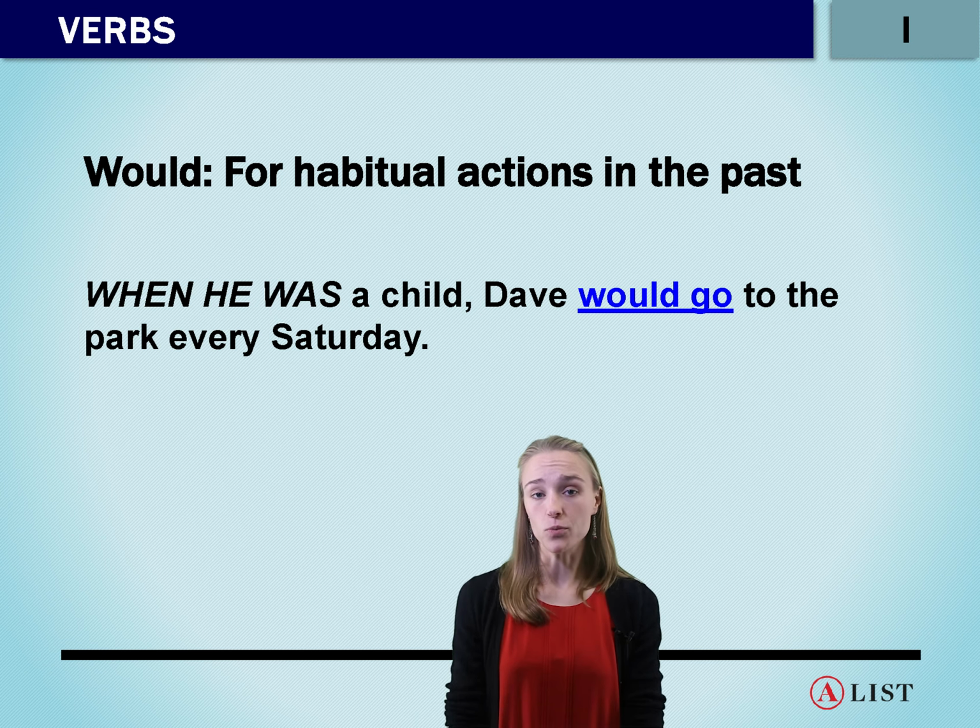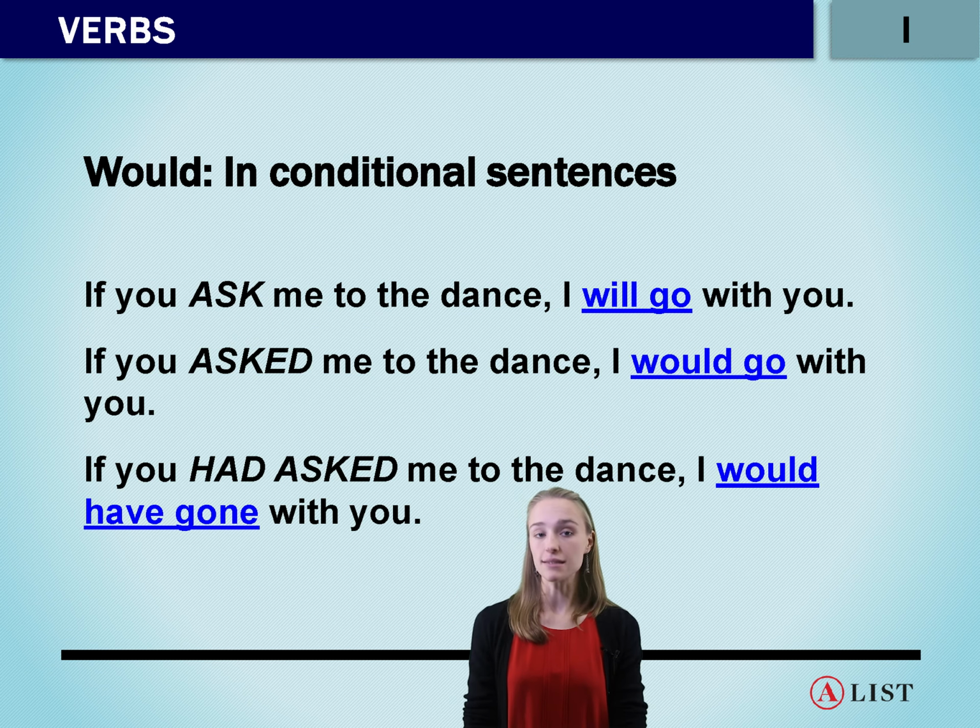The third use for would is in conditional sentences. You may typically think of conditional sentences as if this, then that, and we can also use that with our form of would. In our first example, we're talking about the future. If you ask me to the dance, I will go with you. In the second, if you asked me to the dance, I would go with you. That's our past version of would. In our third example, we have the conditional. If you had asked me to the dance, I would have gone with you.